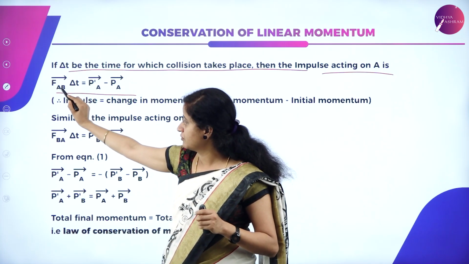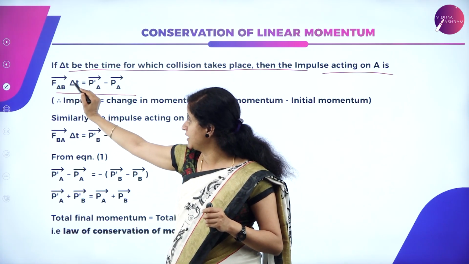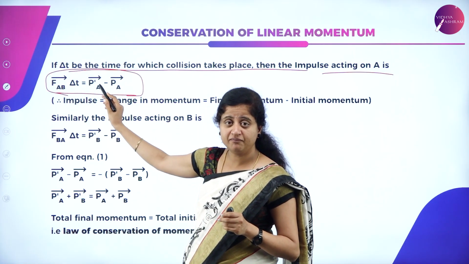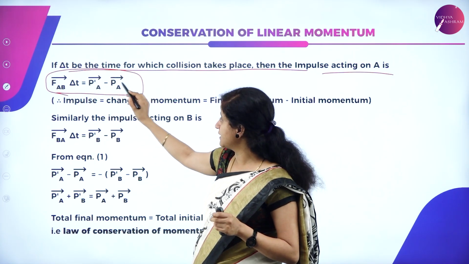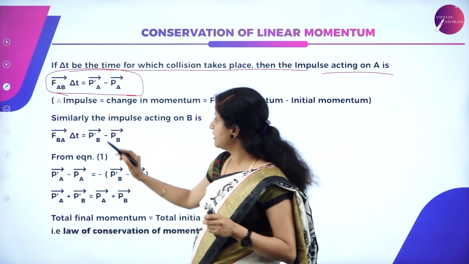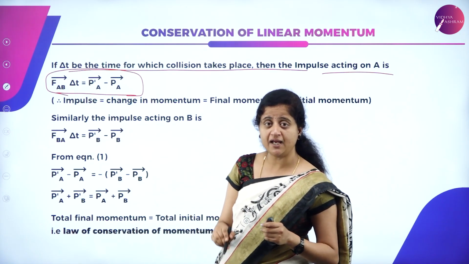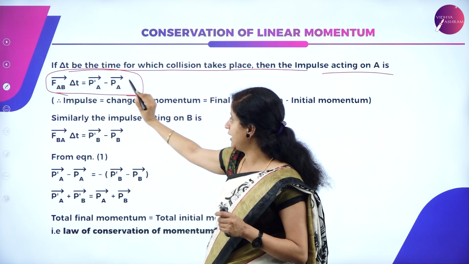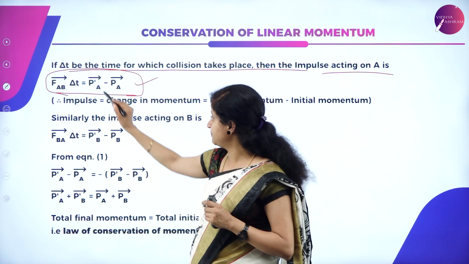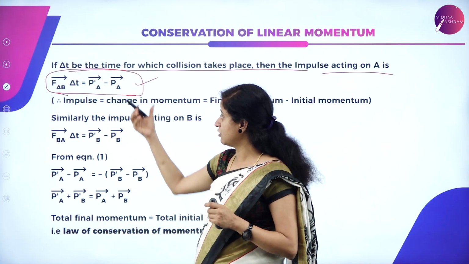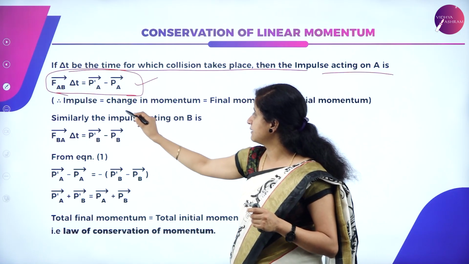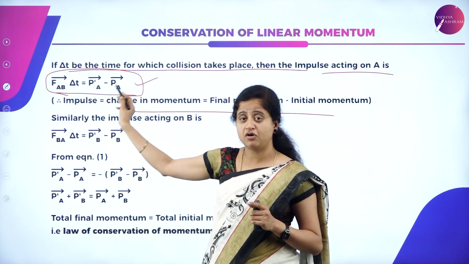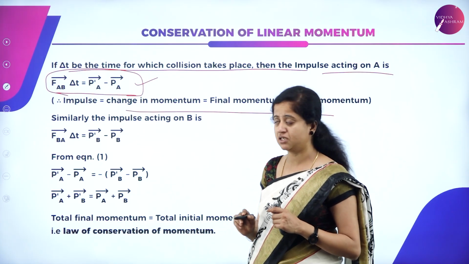So the impulse acting on body A is FAB into delta T, which is nothing but the change in momentum. That is, the final momentum of object A minus the initial momentum of object A. Since we are finding the impulse on A, the product of force and time, we write the change in momentum as P dash A minus PA, because we are talking about object A, and impulse is the final momentum minus initial momentum. We have already defined what final and initial momenta are.